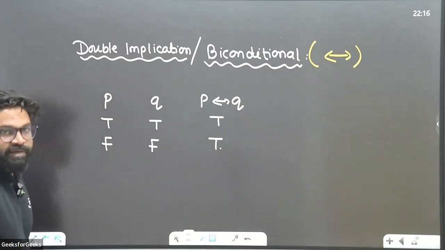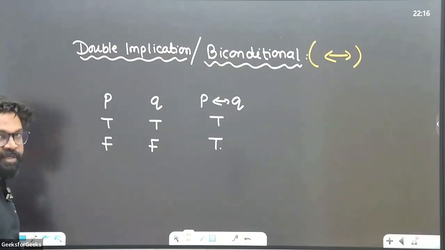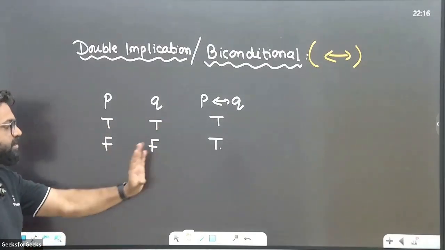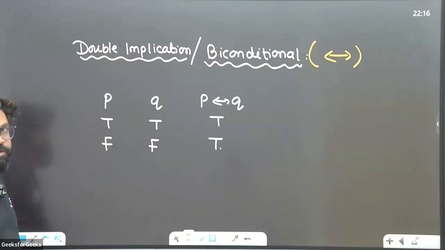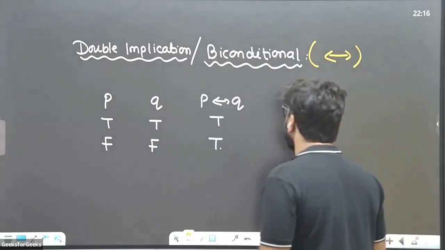So whenever you have the biconditional, it will be true only when both have the same behavior. When both are true, then it is true. When both are false, then it is true. Otherwise, it will not be true. So let's take one example of when to use the biconditional.